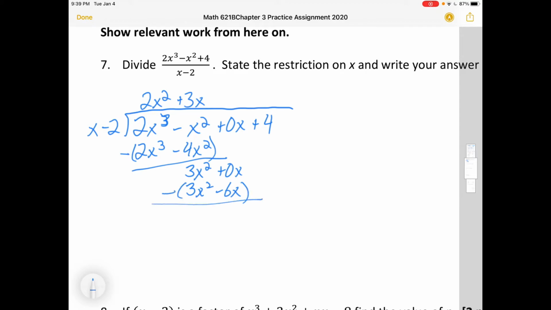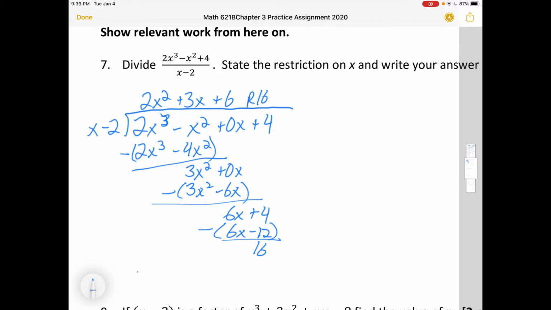And again, I subtract. That gives me 6x plus 4. This question is not asking us to factor. It doesn't necessarily have a remainder of 0. So 6x divided by x is 6. That gives us 6x minus 12 with a remainder of 16.